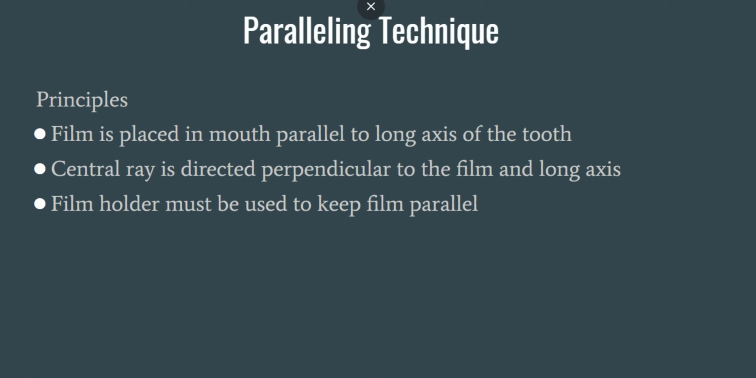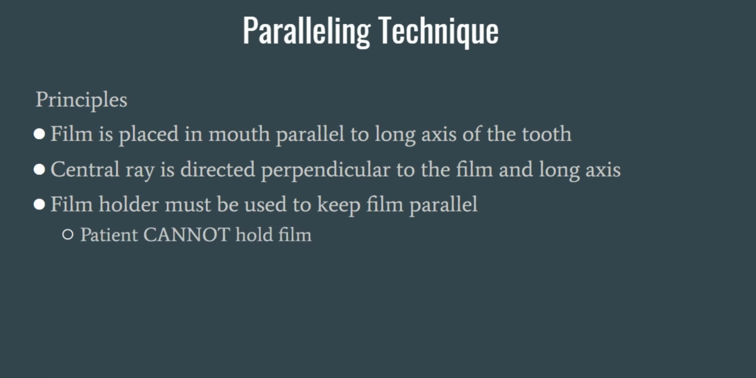And it is important that a film holder is used to keep the film parallel, since that's the whole basis of the paralleling technique. So if our film is not parallel, we're probably going to have some kind of error. And it is also important that the patient does not hold the film. We want to reduce the amount of radiation that our patient is exposed to, so we cannot have them hold the film.